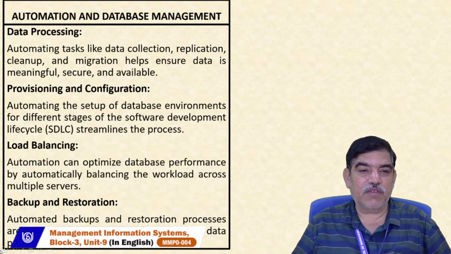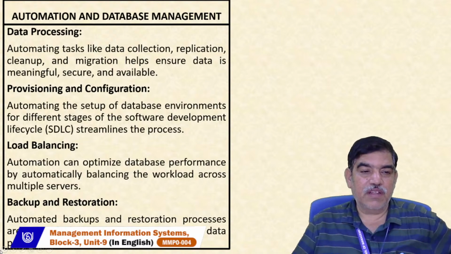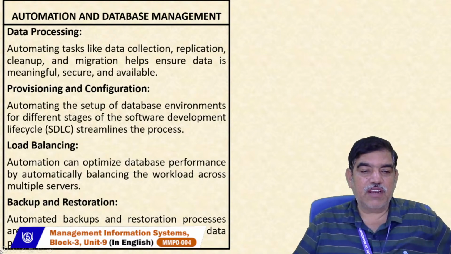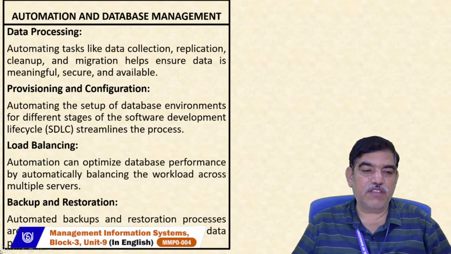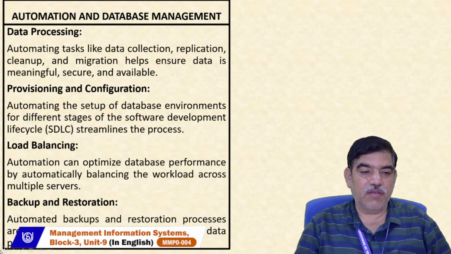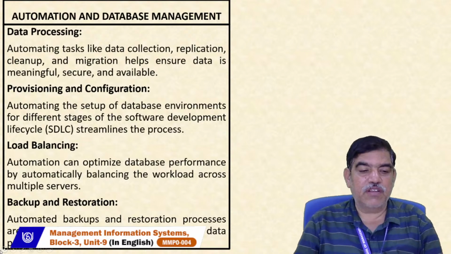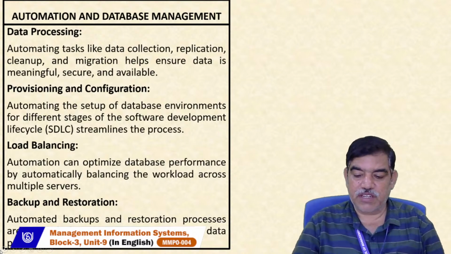Means we develop the front end as well as the back end, and we make a connection between the front end and back end through which the user can interact. Then load balancing. Automation can optimize database performance by automatically balancing the workload across multiple servers. Backup and restoration. Automated backups and restoration process are crucial for disaster recovery and data protection.